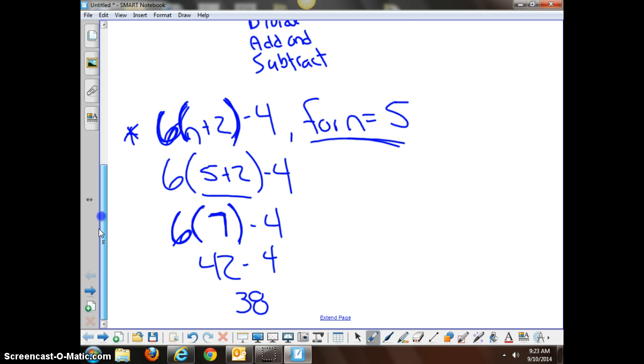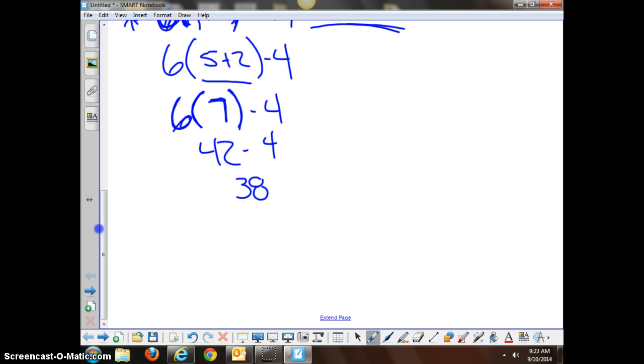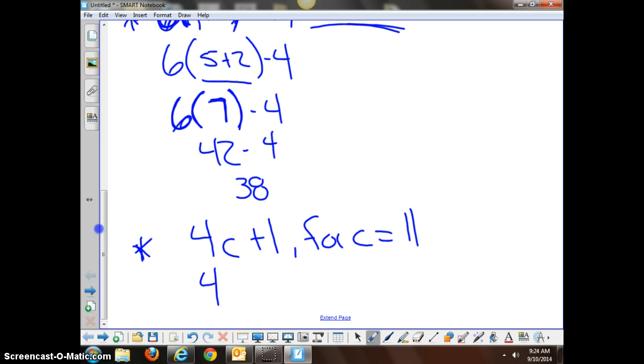Last point I want to make here would be another problem in which you're substituting in a number for a variable. We have 4c plus 1, and all of these are in your PowerPoint lessons. And we're going to say c equals 11. Simply plug in your 11 for c. So you would not write 411 because that's 411. You are taking 4 and you are multiplying it by c.